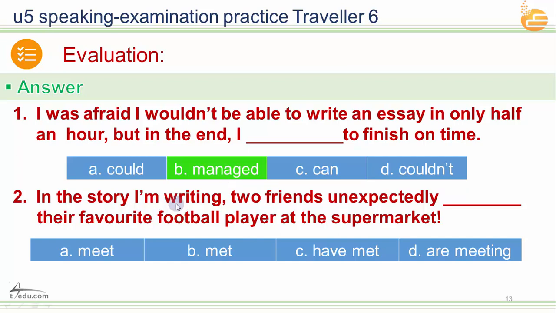In the story I'm writing, two friends unexpectedly what? A, meet their favorite football player. B, met their favorite football player. Or C, have met their favorite football player. Or D, are meeting their favorite football player. So you are writing. I am writing. Okay, in the story I am writing, this person continues. Two friends unexpectedly meet their favorite football player, because you're writing about this now.